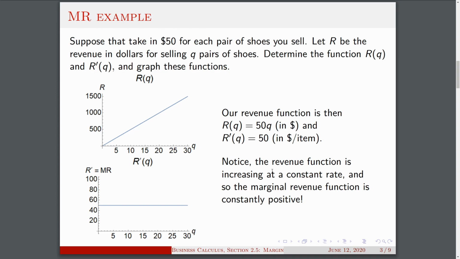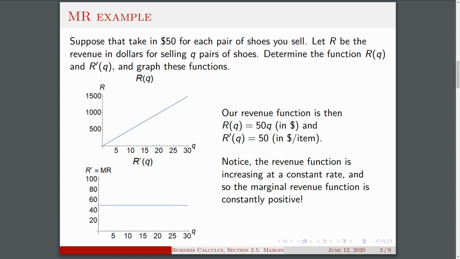So let's look at an example. So let's suppose we're selling shoes for $50 a pair, and R is the revenue function for selling Q pairs of shoes. And so what would the revenue function and marginal revenue function look like? I've graphed them on top of each other here. So our revenue function is just price times quantity, and the marginal revenue is just the price.